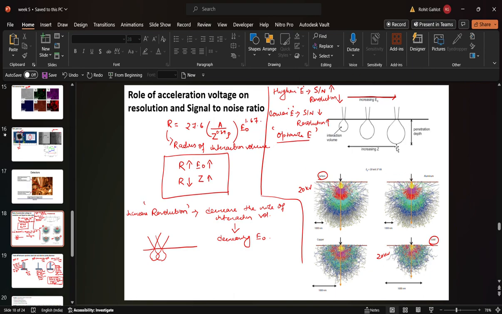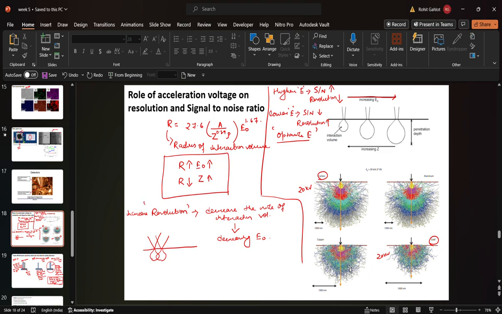Meanwhile you can go through it when I will be sharing the slide. And then here also, similar kind of interaction for different materials: carbon, aluminum, gold, and copper. You can see the lateral and longitudinal interaction.